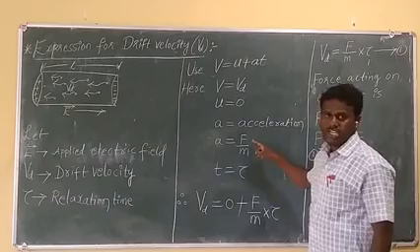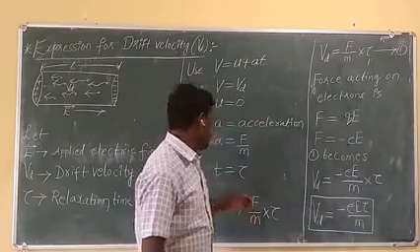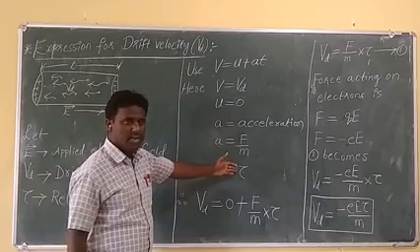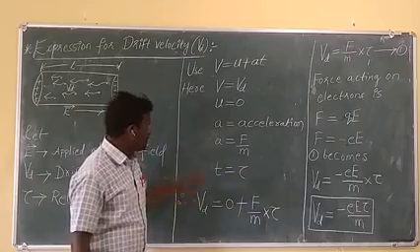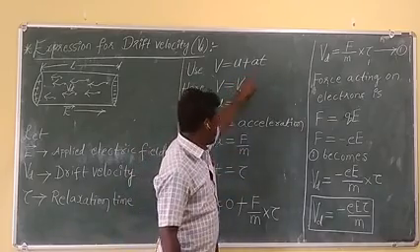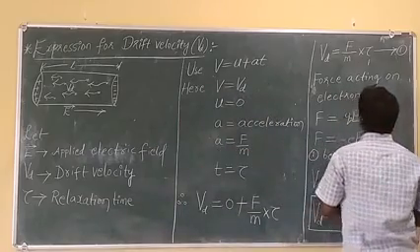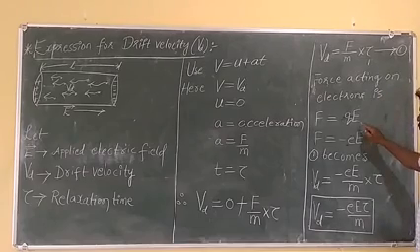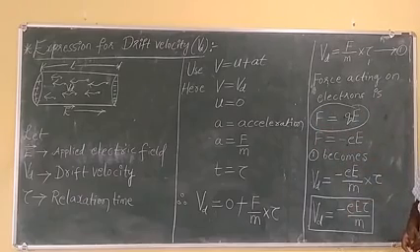A is the acceleration. Force F equals ma, so A equals F by m. Next, T equals relaxation time tau. So this equation becomes V equals Vd, U equals 0 plus A equals F by m, T equals tau. So Vd equals F by m into tau. Force acting on electrons is F equals QE. This is the general formula for force on an electron.